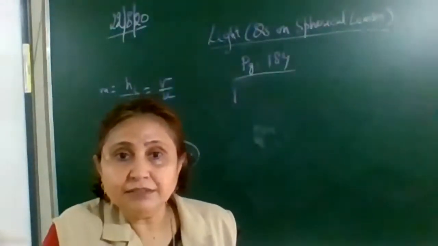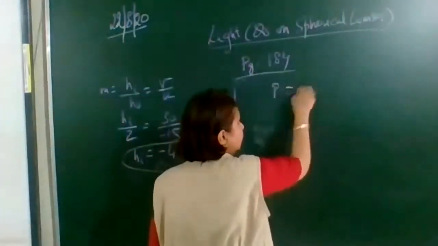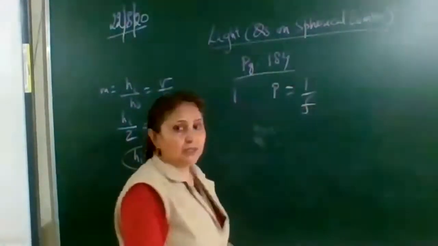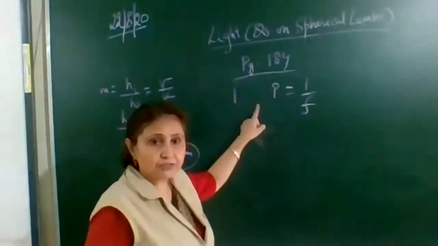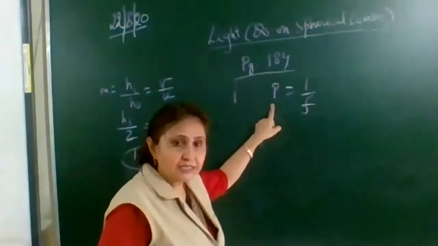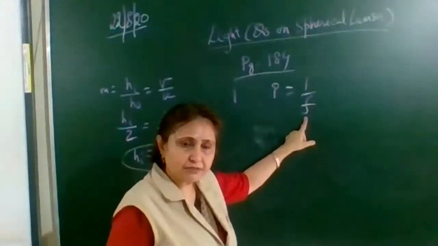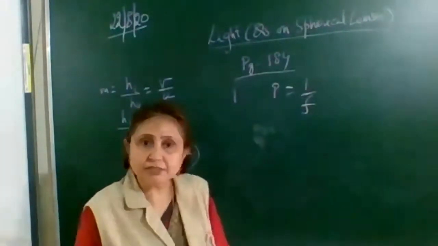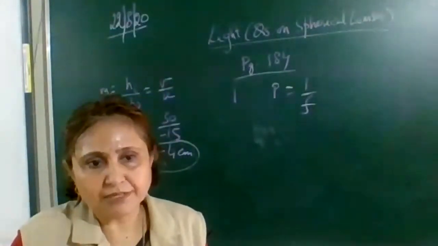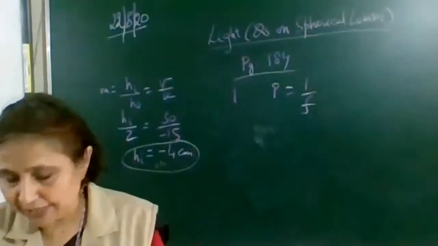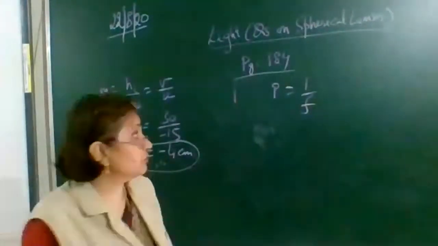We have already defined it. We know that power is the reciprocal of focal length. If the focal length is in meters, we will get the power in diopters. So one diopter is the power of a lens whose focal length is 1 meter. So how can you define one diopter? One diopter is the power of a lens whose focal length is 1 meter. Okay, we have already defined it while discussing the theory part. Now let's move to the second question.